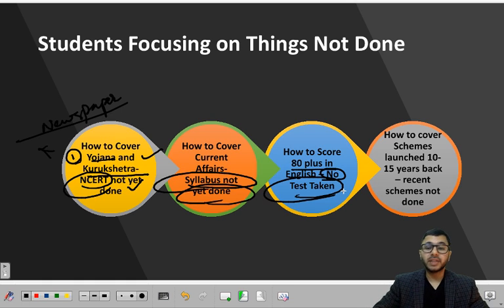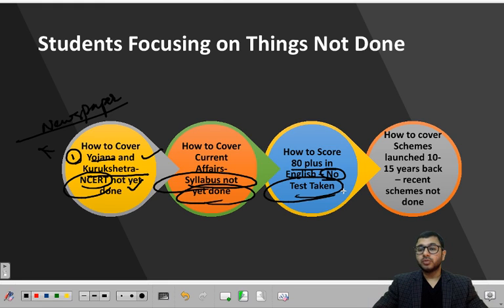A lot of students don't even take one test, and the question they ask is, how can we score 80 plus in English in the last 10 days? Not possible if you're not good right away. So start taking tests. At this point of time, you don't need to start taking tests. Probably, let's say from March, you can start taking tests once in every 15 days or once in every week.